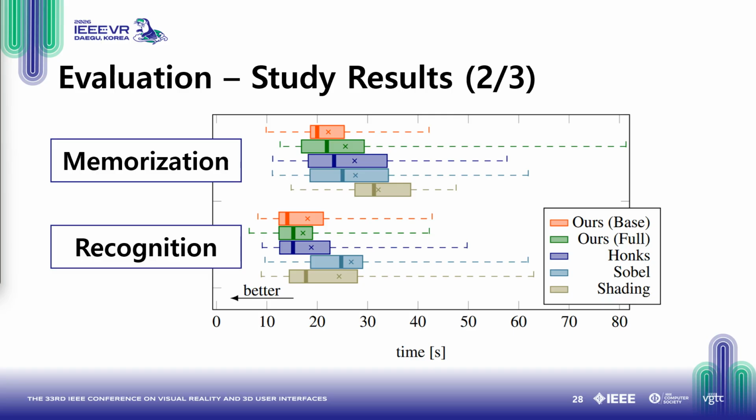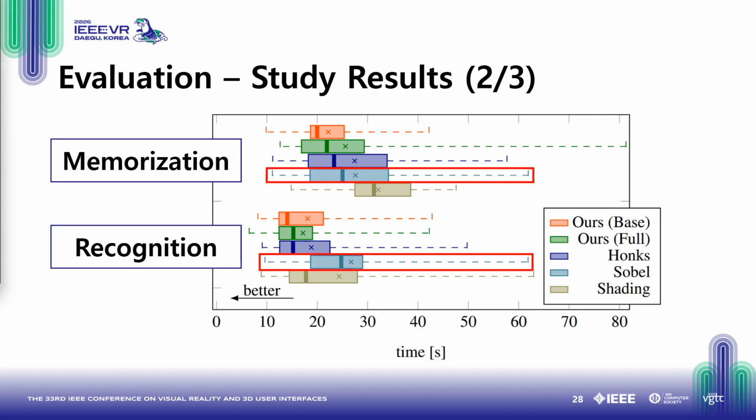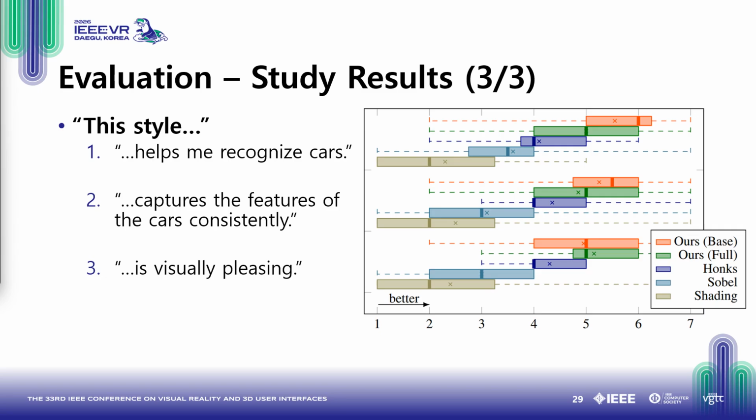There are 3 statistically relevant findings after false discovery rate correction of 10%. Sobel is worse on both memorization and recognition than our method, and shading is worse on memorization. For the quality assessment, we asked participants to rate the 5 methods on 3 statements. All line art methods performed better than shading, and our method performed best.